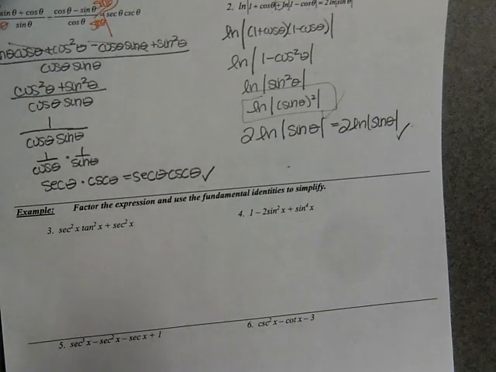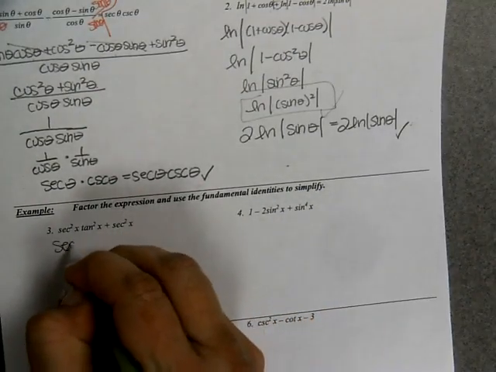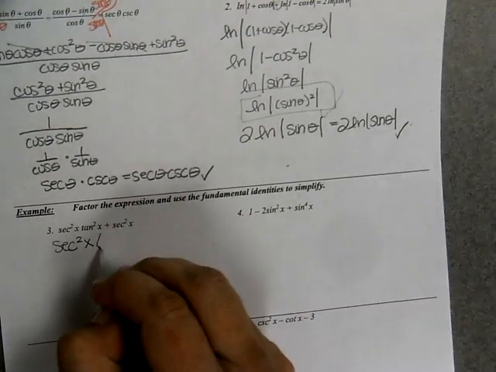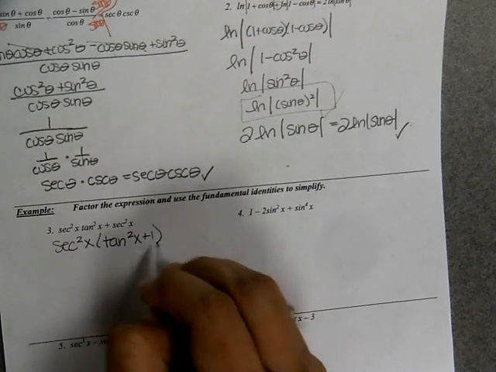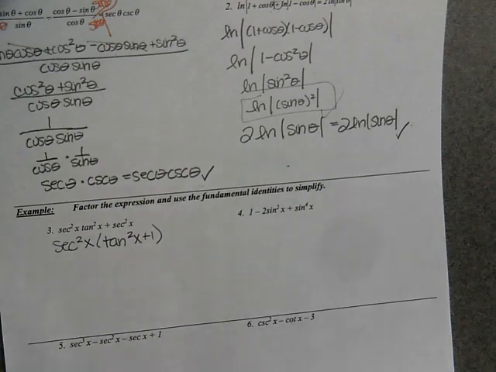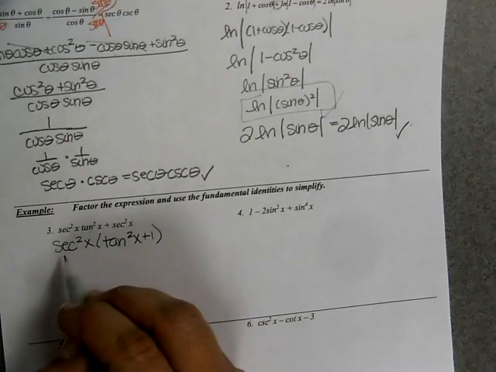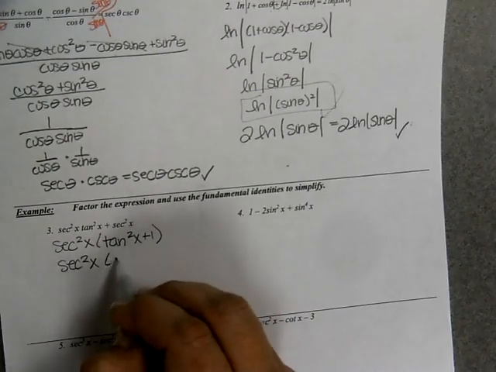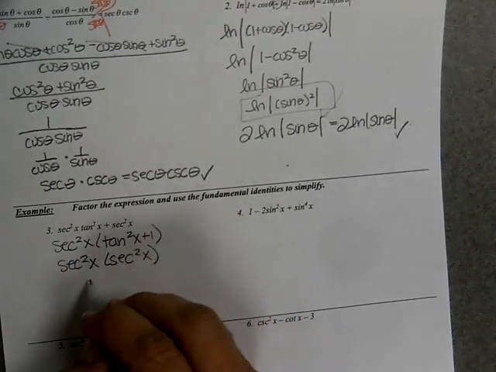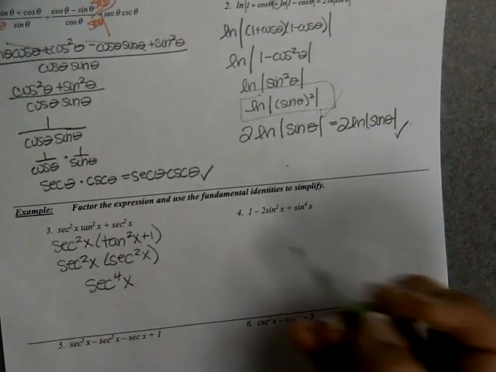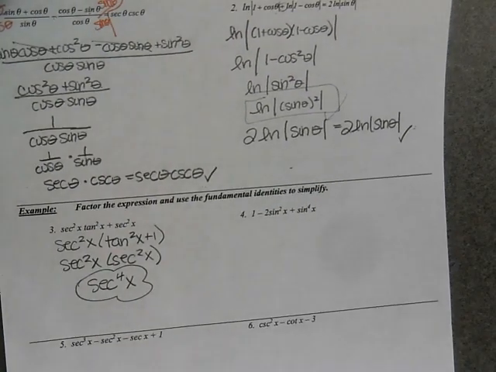We're going to factor the expression and then use the fundamental identities to simplify. So if we look at number 3, notice that we have a secant squared x in both terms. So I can take out a secant squared x, and I end up then with tangent squared x plus 1. Thinking about the Pythagorean identities, notice that tangent squared x plus 1 is the same as secant squared x. And look, these are the same. They're both secant squared x, so secant squared x times secant squared x is going to be secant to the fourth x. And that's pretty much as simple as it can get.